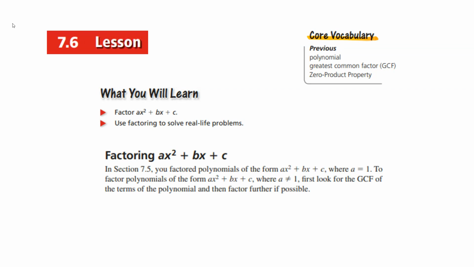All right, so now today we're going to talk about factoring a trinomial where the value of a is not equal to 1. In section 7.5, we factored where a is equal to 1, and we were able to just focus on the sign of the last term, but now a is not going to be equal to 1, so we have more to consider as far as our factors.